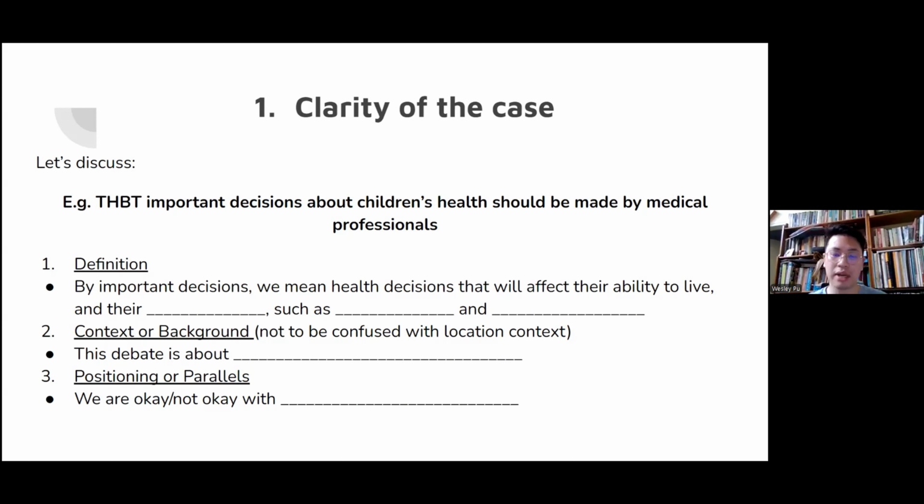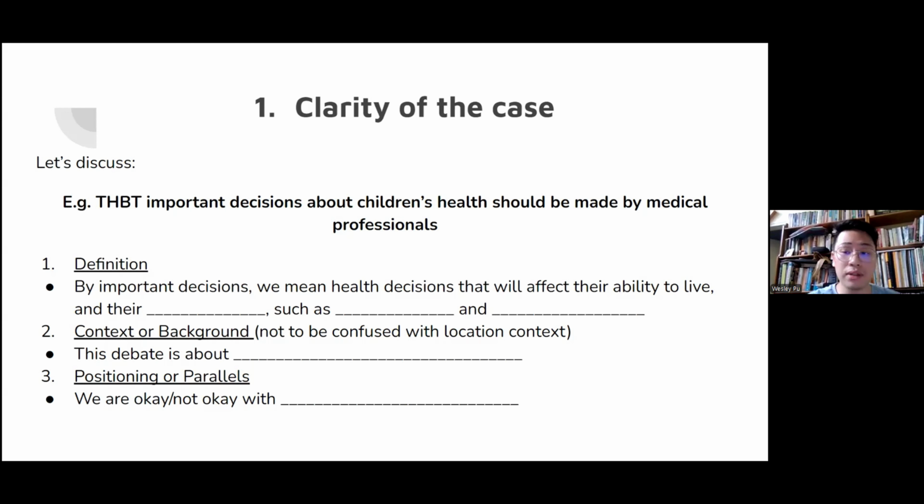Such as, for example, when it comes to children's health, do we give them blood transfusions if they are lacking, if they lost a lot of blood? Are we able to put them into incubators if they're born prematurely? So these are instances that you want to do, and you want to be clear about things.